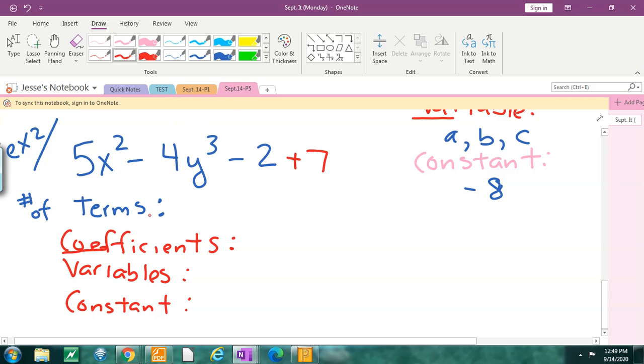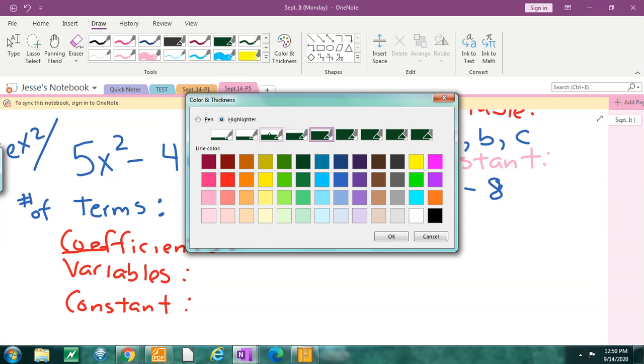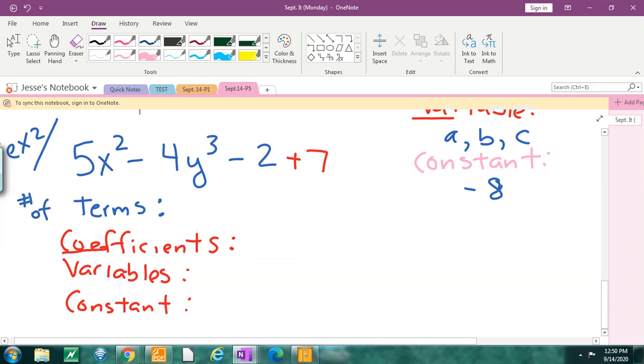All right. So now, what do we do? How many terms do we have? Anybody? Drew, how many terms are in this expression? So remember, this is an expression, right? This whole thing is called an expression.